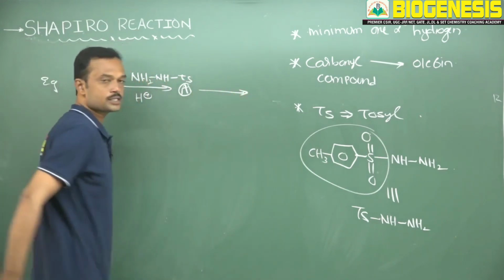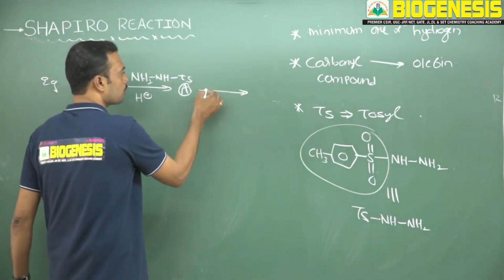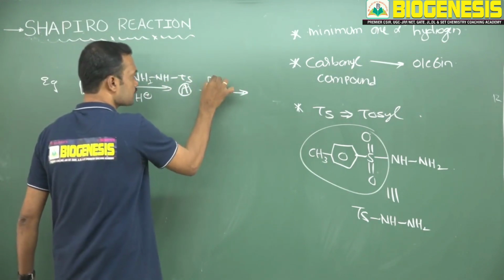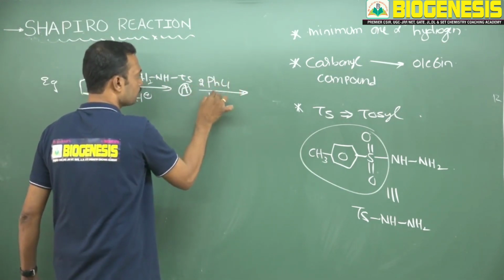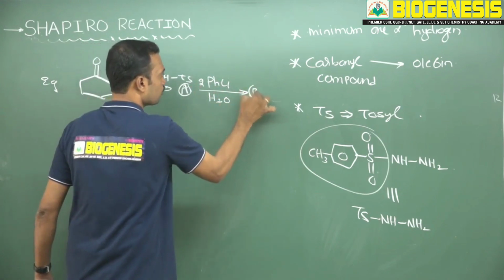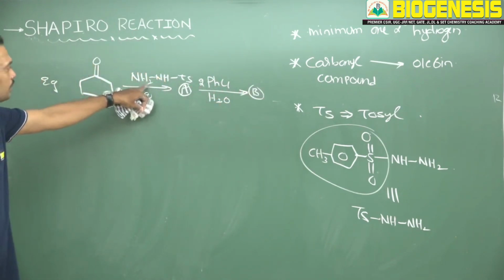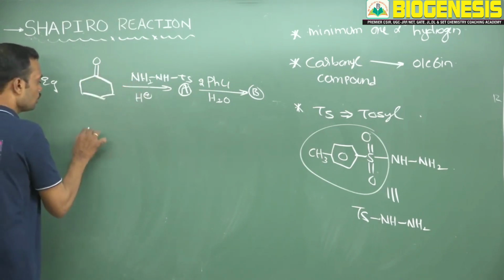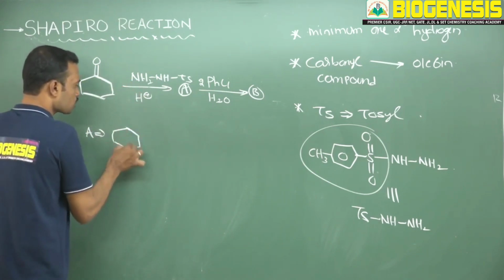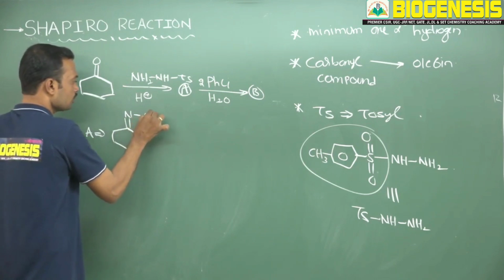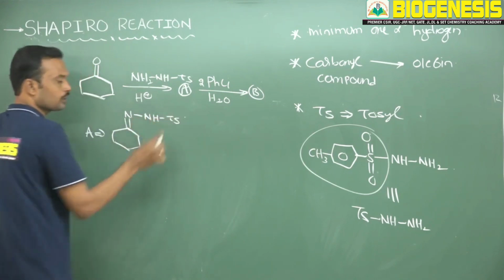Okay. So after getting this, now this is treated with a selective base, like phenyl lithium followed by hydrolysis, and what is your answer? Like this they will ask in the exam. Tosyl hydrazine on reacting with this, your answer is tosyl hydrazone. This is the hydrazone, nitrogen, NH, and this is the one, hydrazone.